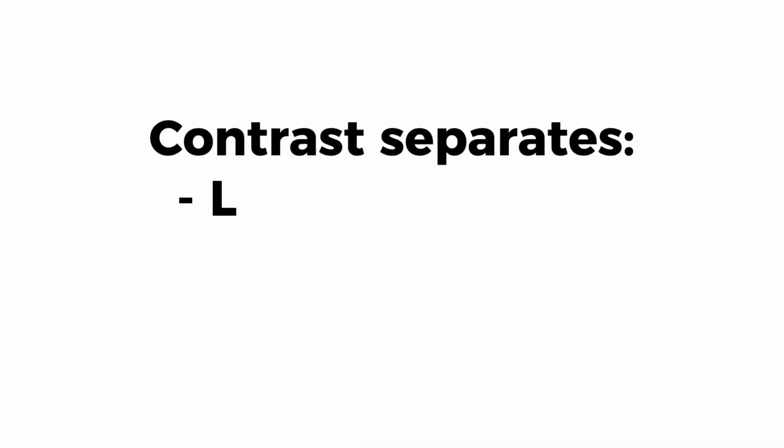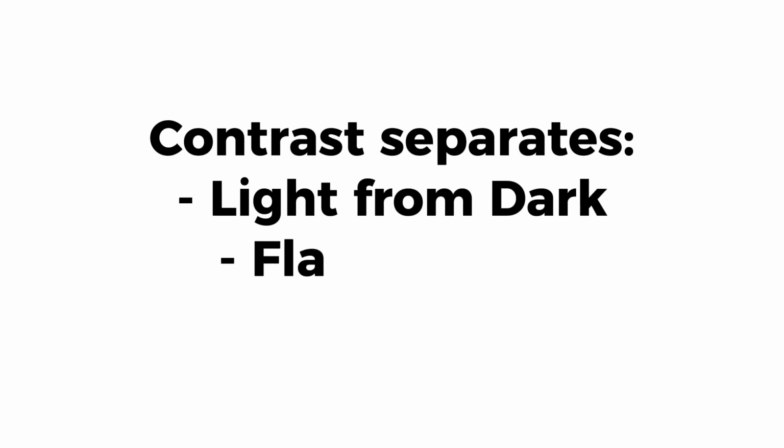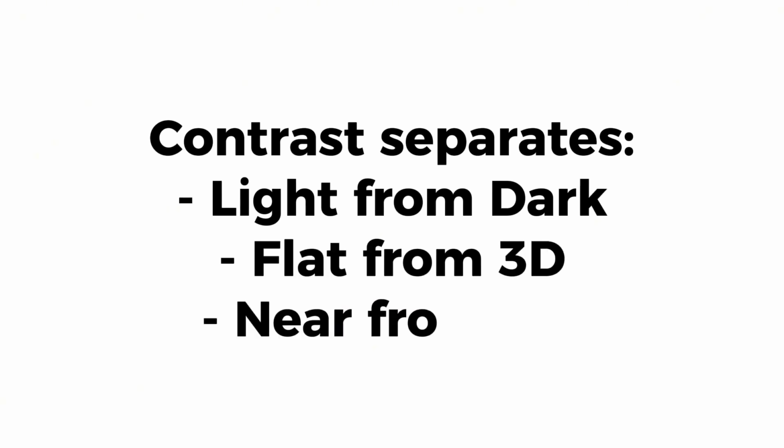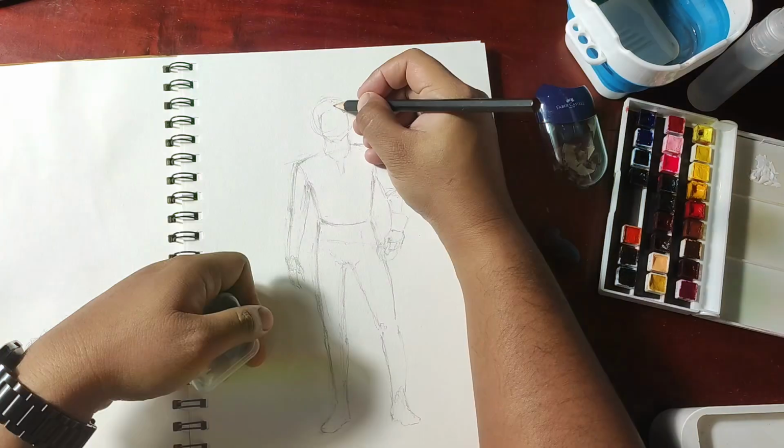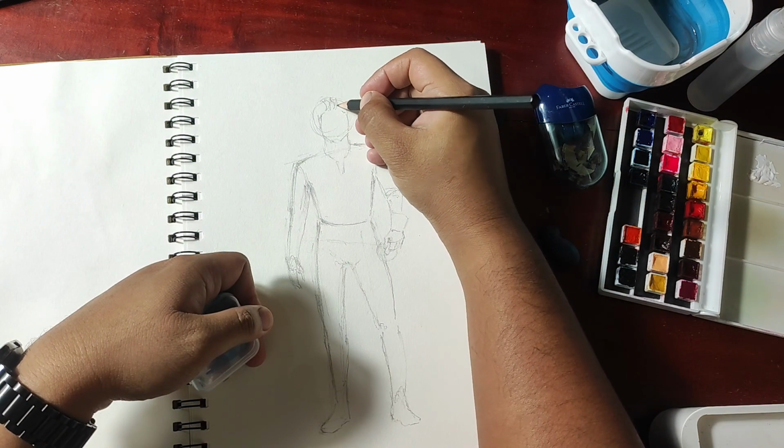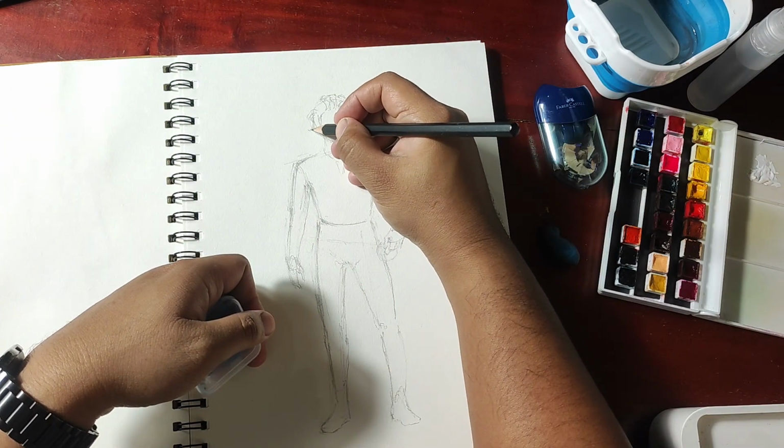For example, with contrast we can tell light from dark, and flat objects from 3D objects, and we can also tell what's near or what's far. So using it in our art will really add that dimension, that harmony, that balance, and will keep our art from being too flat or too unfinished.